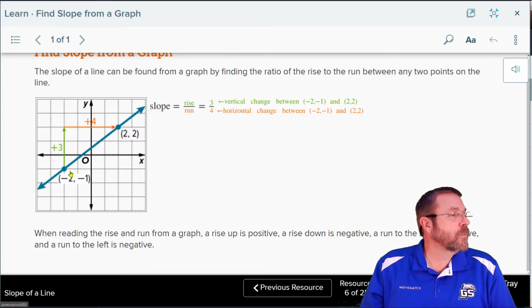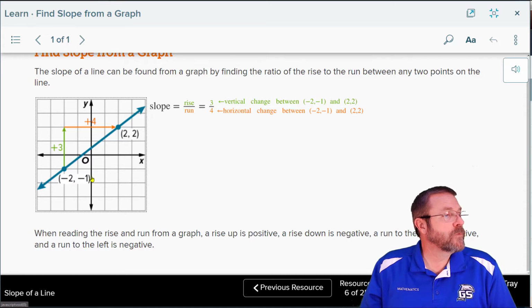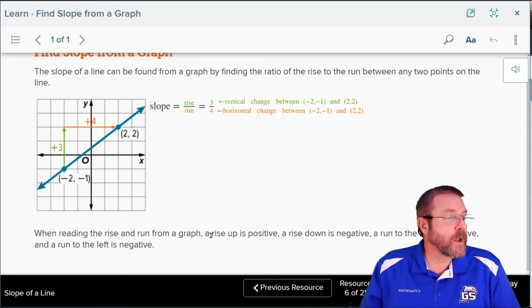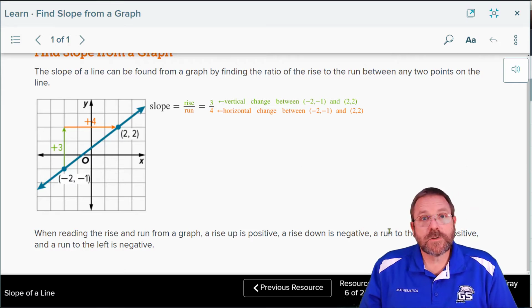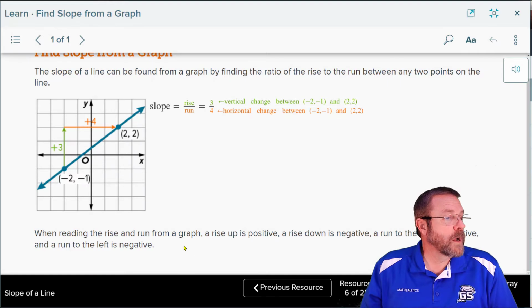So right here, we've got 2 points. The first point is at negative 2, 1. The second point is at positive 2, positive 2. Now it says when reading rise and run from a graph, a rise up is positive and a rise down is considered negative. A run to the right is positive, and a run to the left is going to be negative.